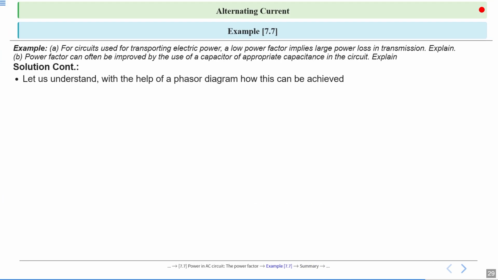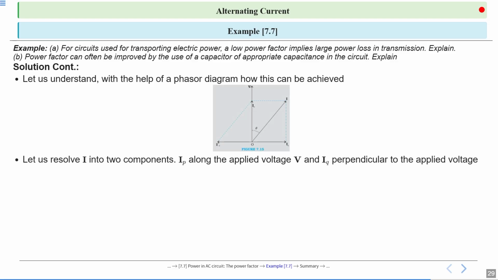Let us understand with the help of phasor diagram how this can be achieved. So this is the phasor diagram. Let us resolve I into two components: IP along the applied voltage V, and IQ perpendicular to the applied voltage. So this IQ is the wattless current, due to which no power is dissipated in the circuit. This IP is wattful current, due to which power is dissipated.